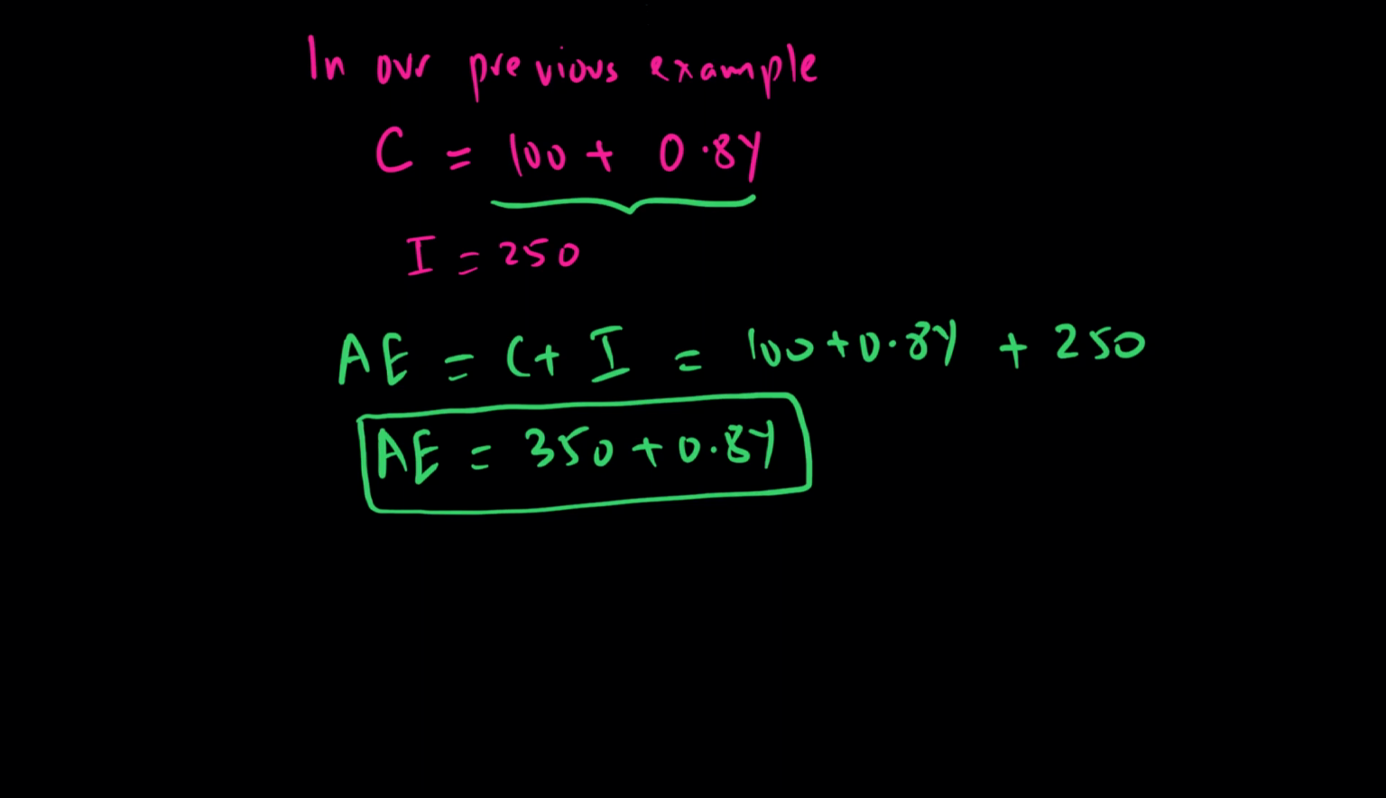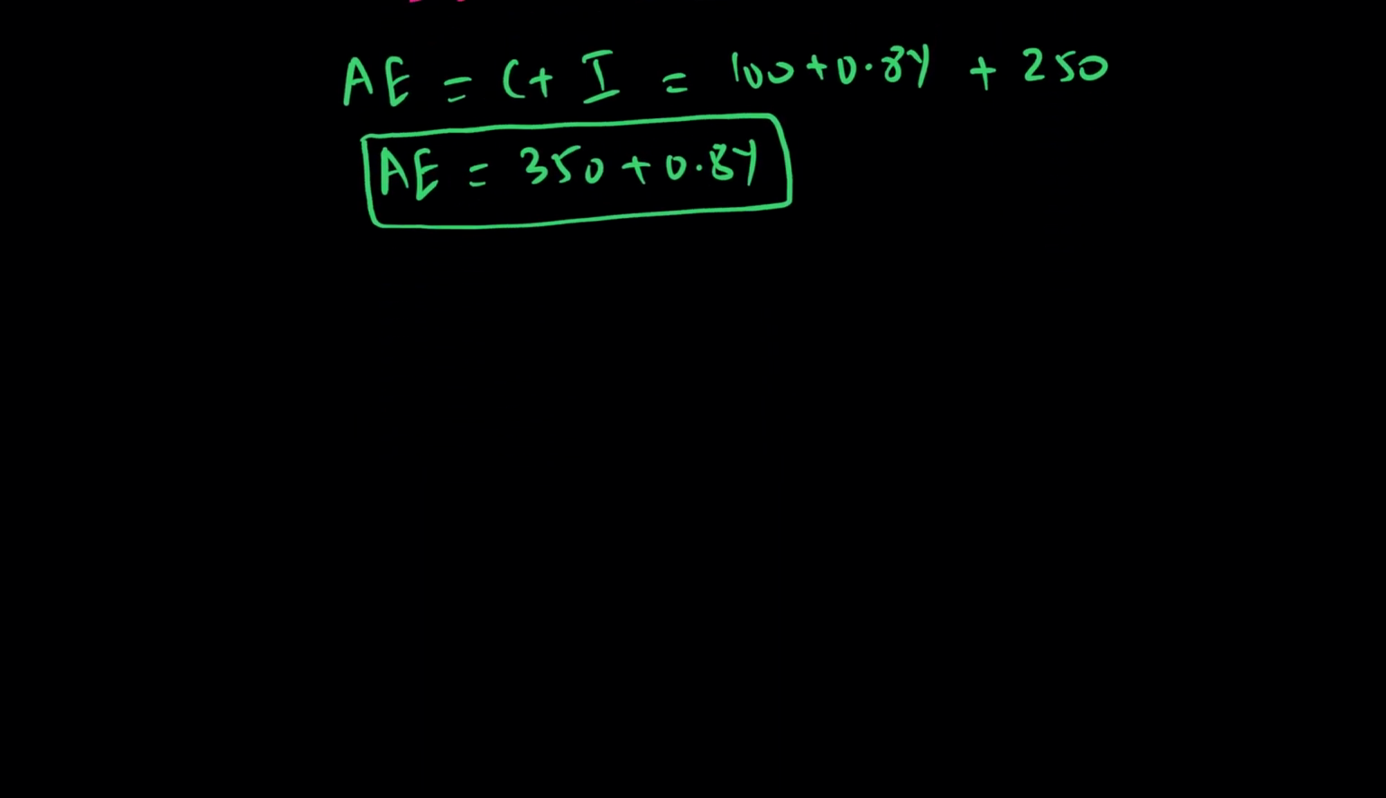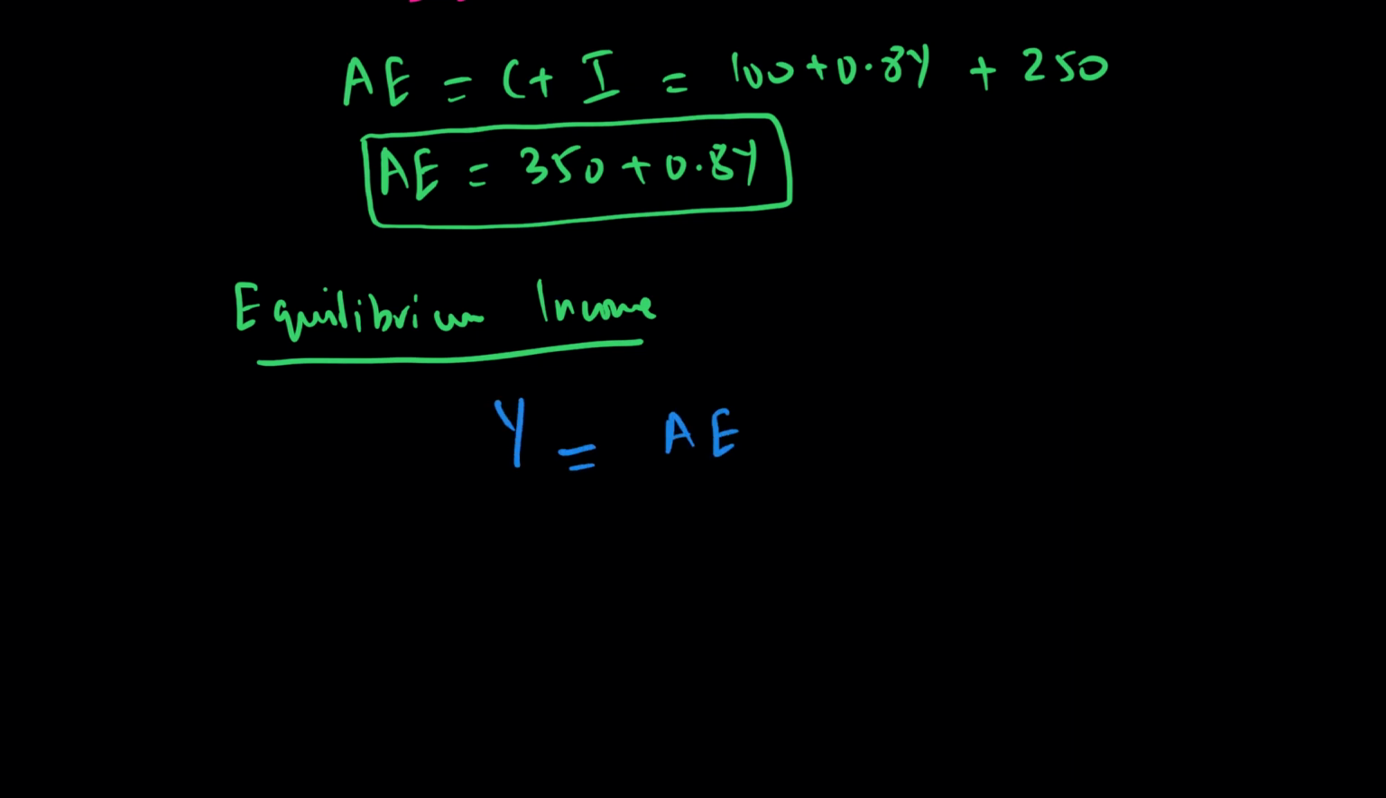Now I'll use this equation of AE equal to 350 plus 0.8y to find out my equilibrium income. If you remember from the discussion of equilibrium income, there are two conditions that need to be true for equilibrium income. Number one, Y must equal AE, and number two, W must equal J. So we're going to use these two conditions, Y equals AE and W equals J, to find out our equilibrium level of income.